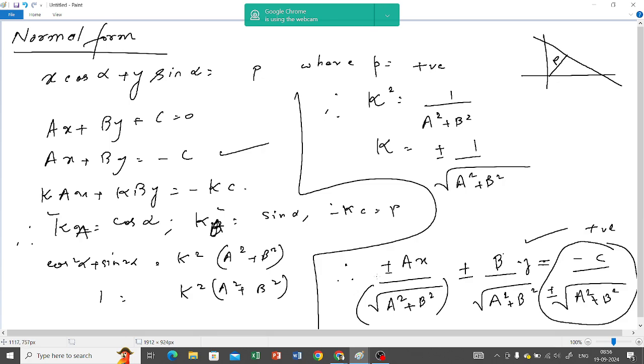Root over a square plus b square. Then put down the equation in this form, but make sure that the right hand side is positive, and accordingly we'll have to take the sign, right? So for example, if c is a negative value, then of course the square root portion you have to take negative, then only negative negative will become positive, right? And if c is a positive value, then you have to take root over a square plus b square as positive, and whatever value you take of this root over a square plus b square, accordingly you have to take these signs as well.